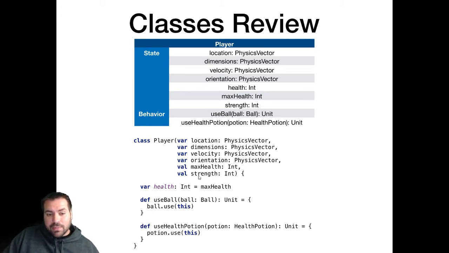And it's fairly arbitrary. I could say every player has the same max health, strength, and dimensions. Those all certainly make sense. But location, velocity could be zeroed out. That could also be out of the constructor. So some of these choices are up to you as the programmer, what you want to do.